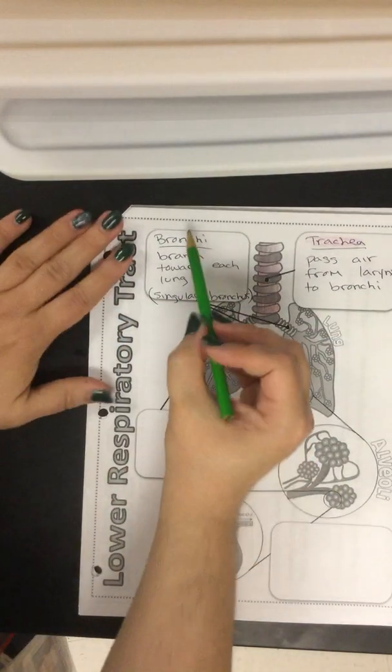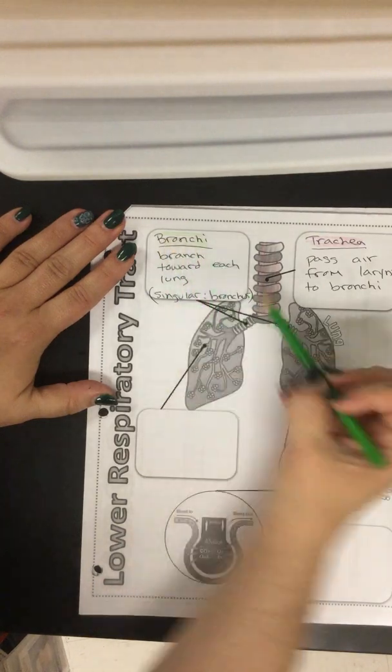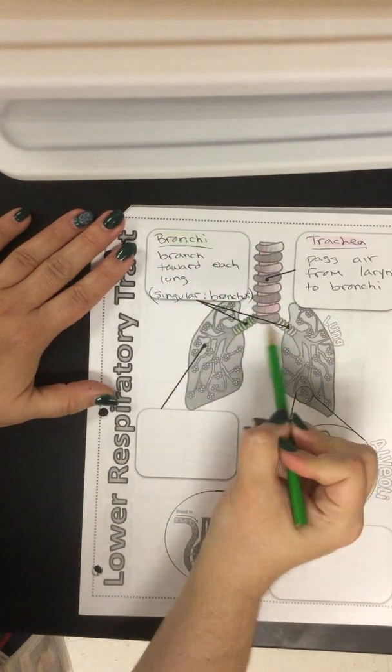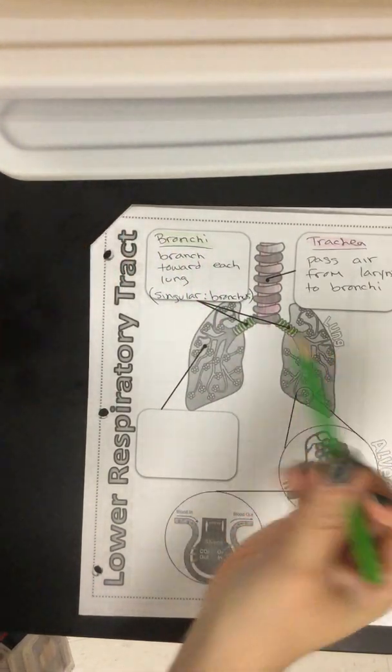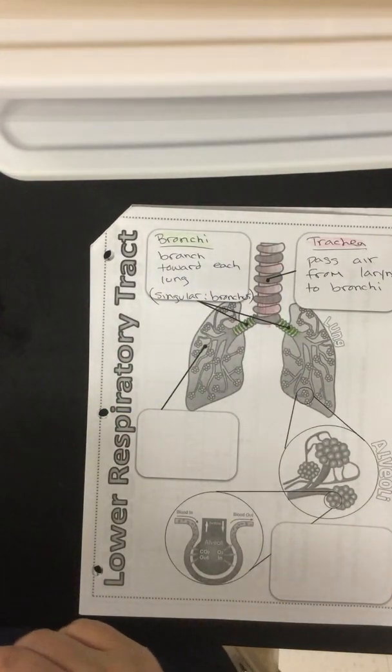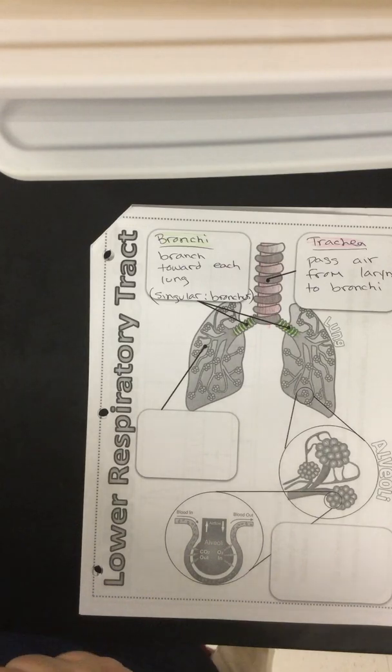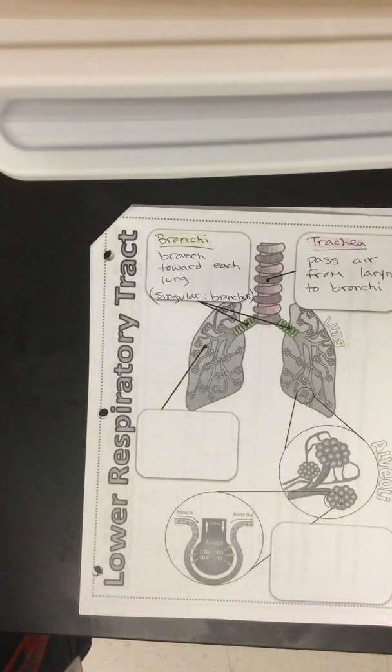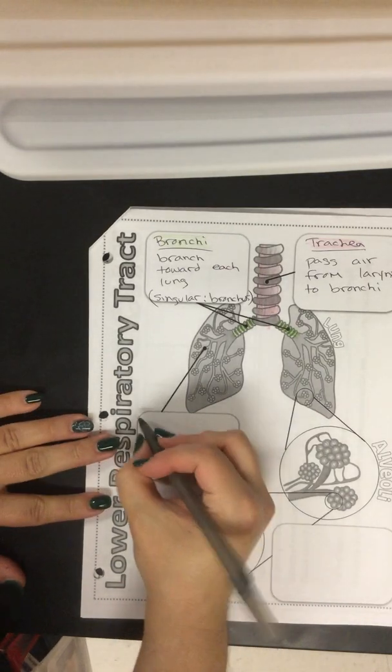Let's make them green. Here's my bronchi. You might know the word bronchitis. Itis means inflammation of, so it means inflammation of your bronchi, or maybe your bronchioles, which is coming up next.